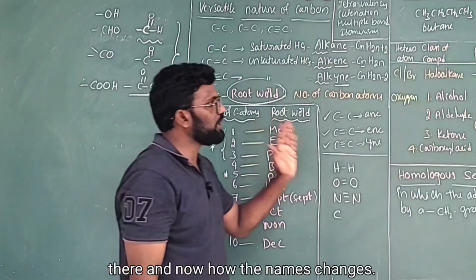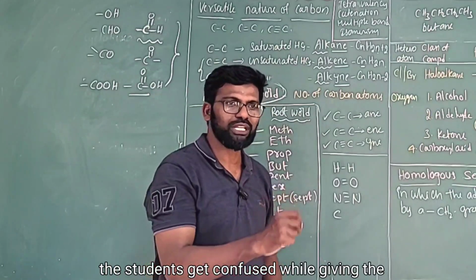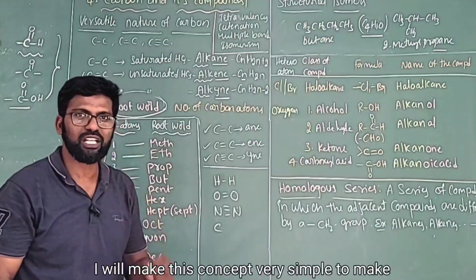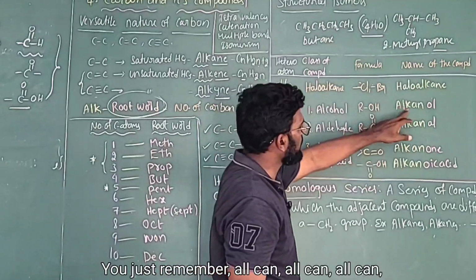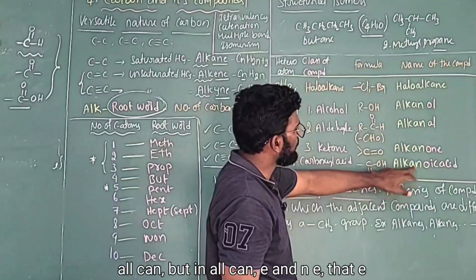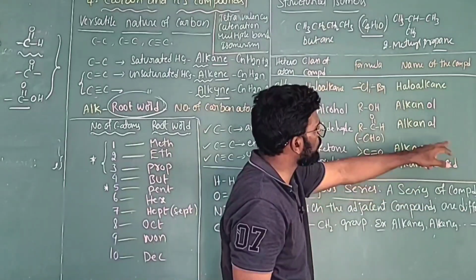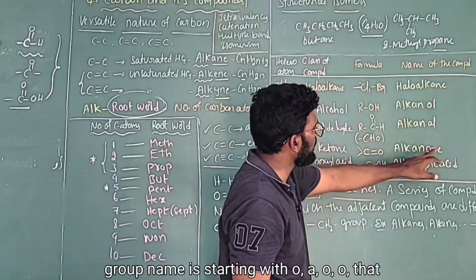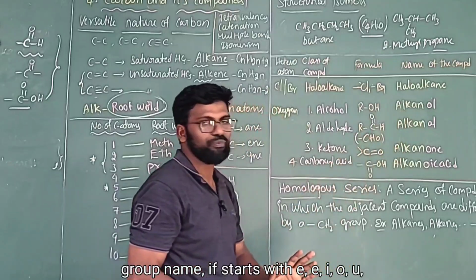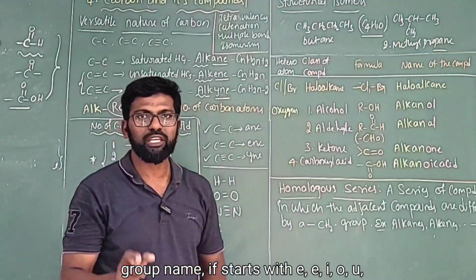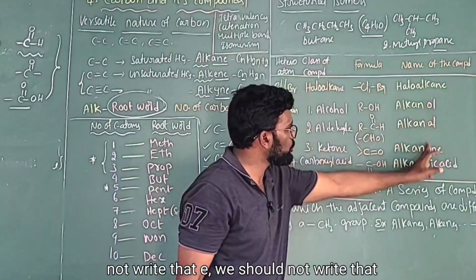And now, how do their names change? This is a very important part because most students get confused while naming different functional groups. I will make this concept very simple to make you understand. See here, you just remember alkane, but in alkane, ANE, that E is not written because the next functional group name starts with O, A, O. That means if the next functional group name starts with a vowel, AEIOU, the English vowels, then we should not write ANE, that E we should not write.